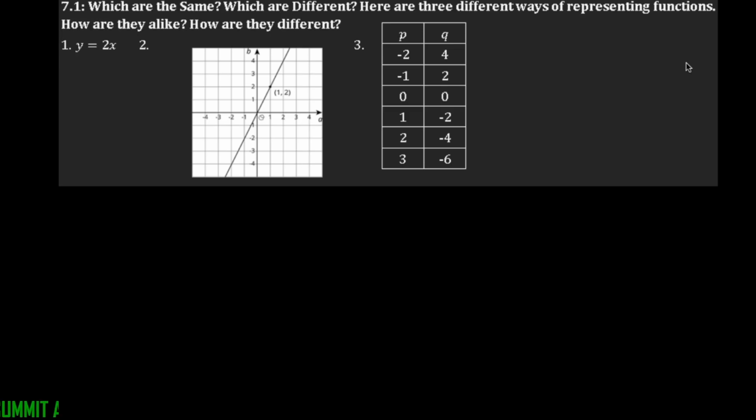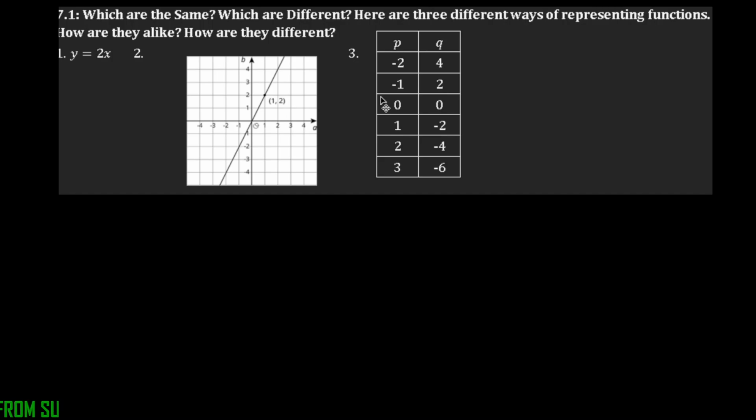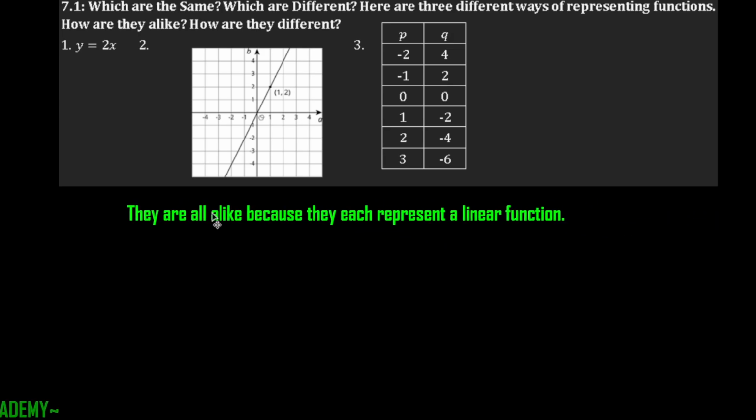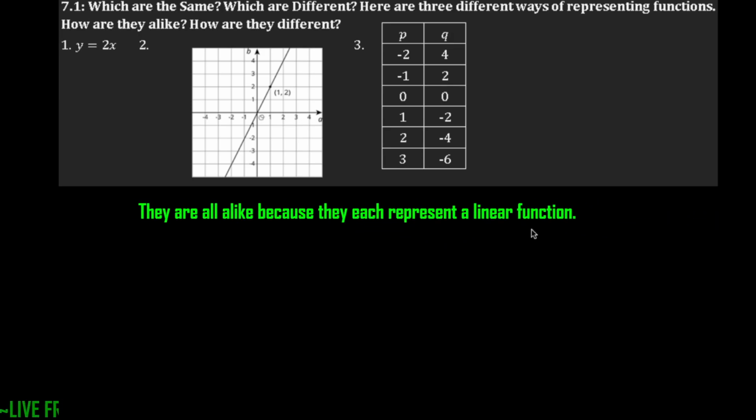Here are 3 different ways of representing functions. Again, you have an equation in the first one, a graph in the second one, and in the third one it's going to be a table. And it says how are they alike and how are they different. And so for the first part we can say they are all alike because they represent linear functions. So I know this because for the first one, my degree or power of x is equal to 1. So as long as it's equal to 1, I know that's going to be a linear function.